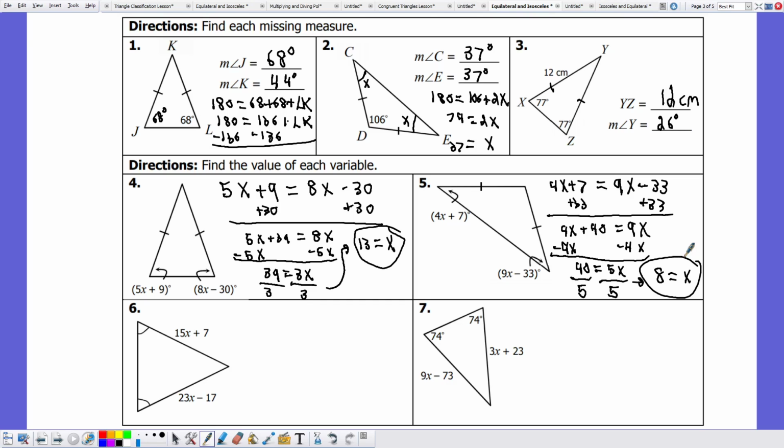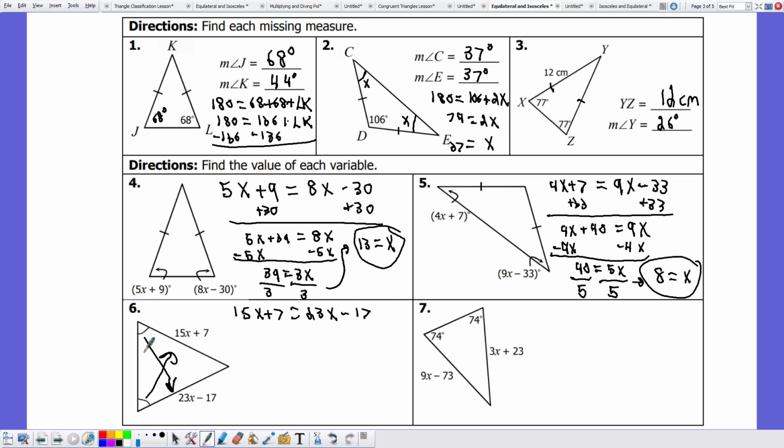It's part 6. We have two sides, 15x plus 7 and 23x minus 17. And what these angle marks mean, since they have the same angle mark, it means they have the same measure. 2 equal angles implies 2 equal sides. So the sides opposite to the angles are equal. Therefore, we have that 15x plus 7 is equal to 23x minus 17.